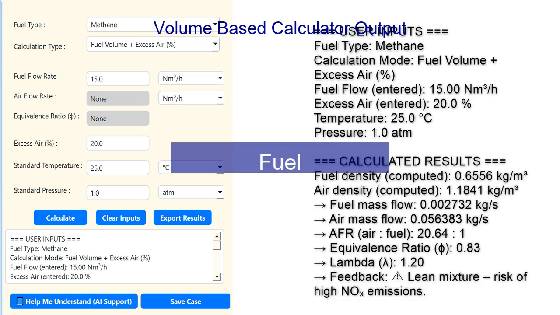User inputs: fuel type, methane; calculation mode, fuel volume plus excess air; fuel flow, 15.00 Newton meters cubed per hour; excess air, 20.0%; temperature, 25.0 degrees Celsius; pressure, 1.0 atmospheres.